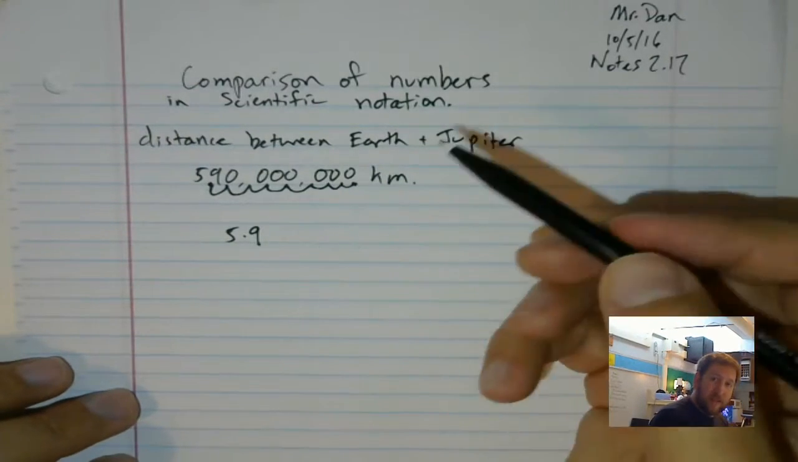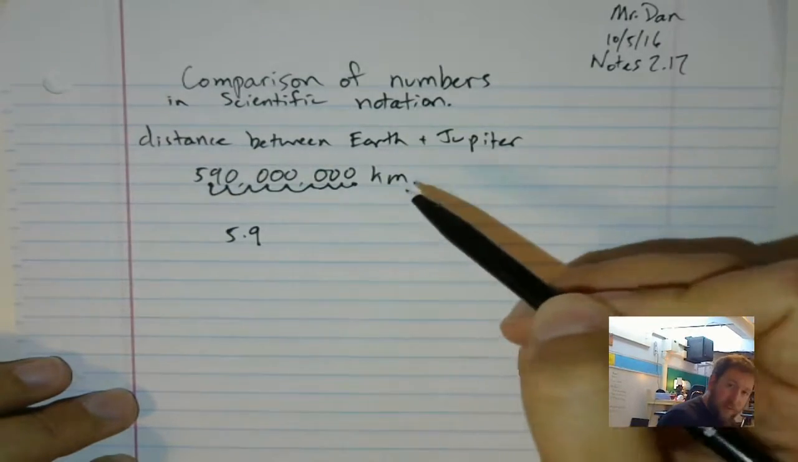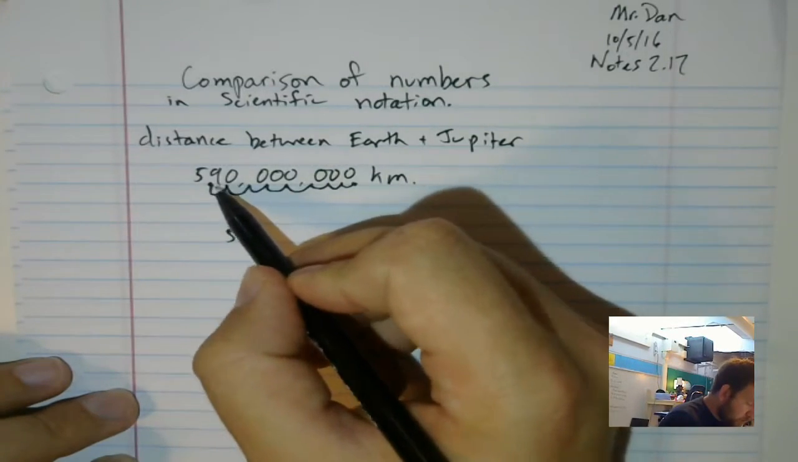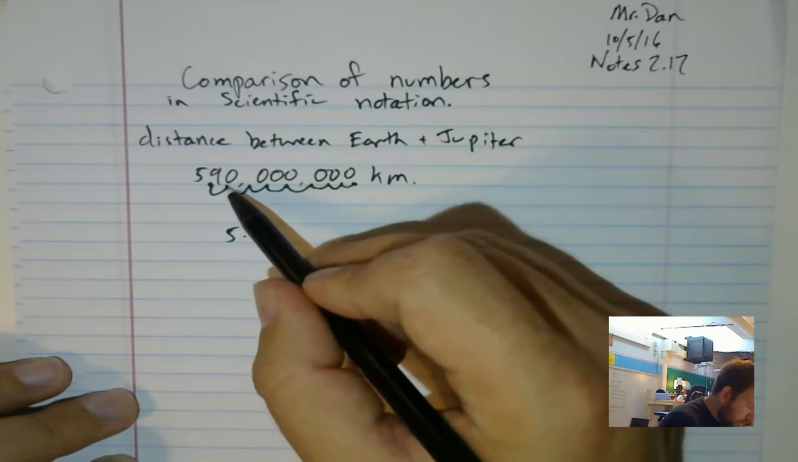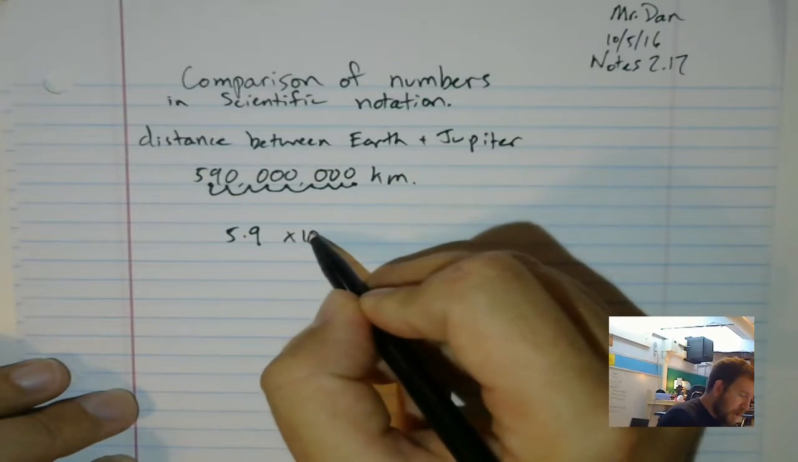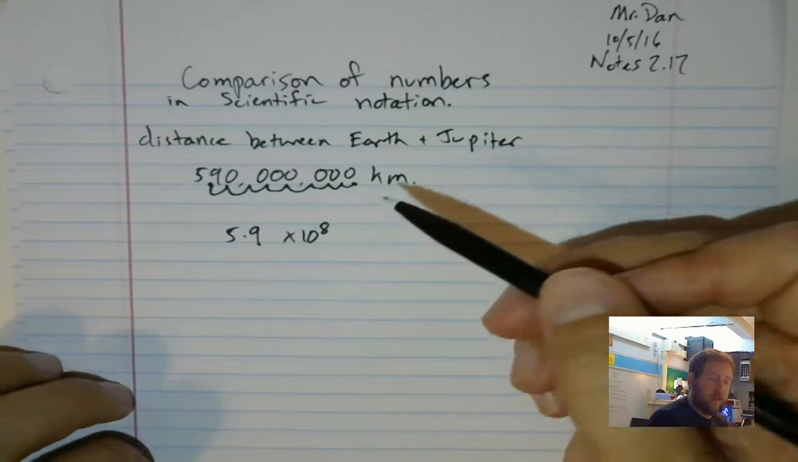But what I can do then is just multiply it by 10 to that power. So I can count how many spaces I went. 1, 2, 3, 4, 5, 6, 7, 8. Okay, times 10 to the 8th, because that's how many places I actually moved the decimal point over.